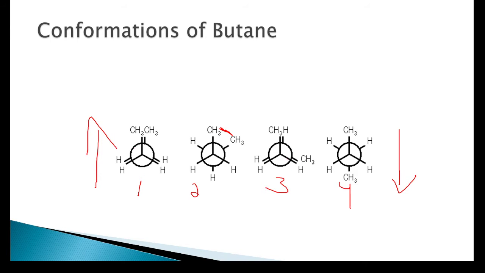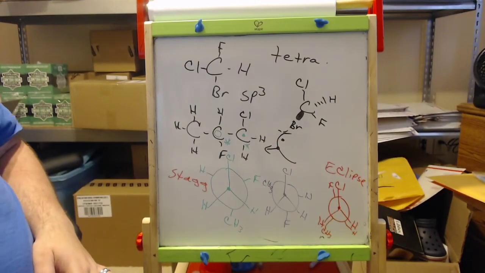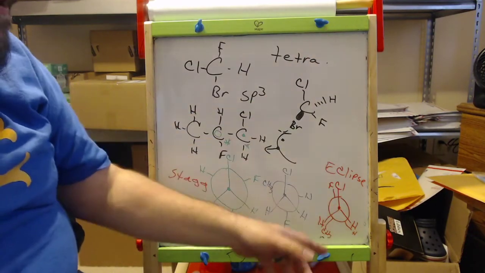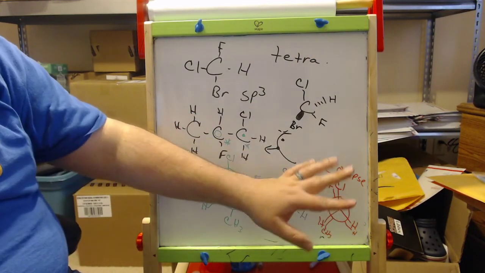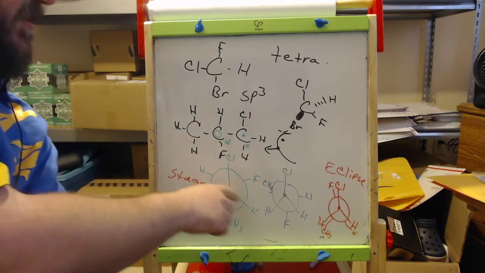So let's go back over here to our live blackboard. Which one of these? I've got a staggered here. Okay, so eclipsed is out. This is definitely out, with a chlorine and a fluorine next to each other. We don't want that. Well, how about this one versus this one?